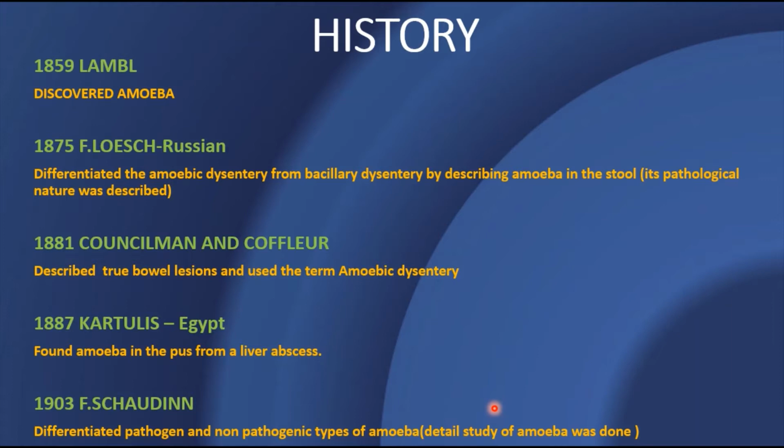Coming to the history, Mr. Lambel in 1859 discovered this amoeba. In 1875, Loge, a Russian, differentiated amoebic dysentery from bacillary dysentery, that is E. coli, by describing amoeba in the stool. That means its pathological nature was discovered by Mr. Loge. Then in 1881, Councilman and Koffler described the true bowel lesions and used the term amoebic dysentery. Then Cartelius in 1887 found amoeba in the pus from a liver abscess. Then in 1903, Squadin differentiated pathogenic and non-pathogenic types of amoeba. That means the detailed study of amoeba was done by Mr. Squadin in 1903. This is all about the history of Entamoeba histolytica.